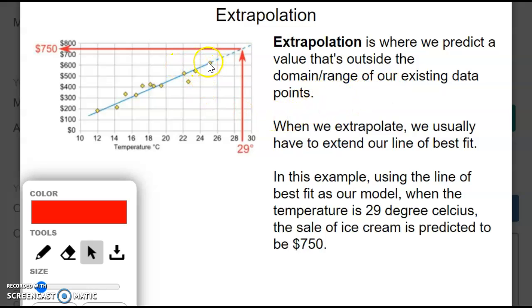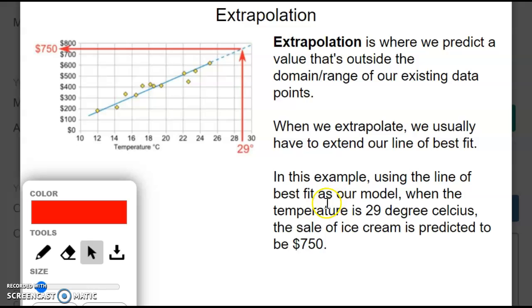So we have yellow dots representing the data points from when x is 12 degrees to when x is, say, 25 degrees, okay? But we are going beyond the temperature range that we have record of. So we're going to 29 degrees here. So when we extrapolate, we usually have to extend our line of best fit.